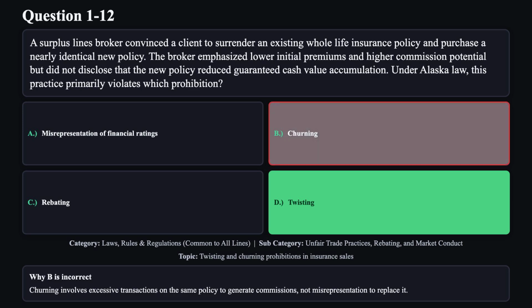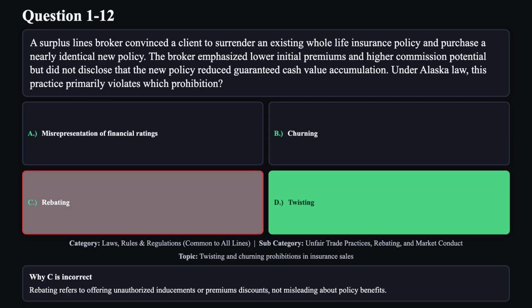Churning involves excessive transactions on the same policy to generate commissions, not misrepresentation to replace it. Reason C is not correct. Rebating refers to offering unauthorized inducements or premium discounts, not misleading about policy benefits.